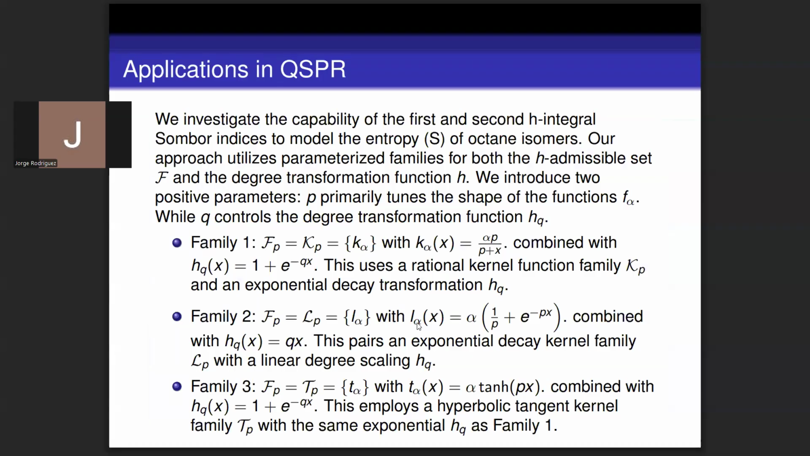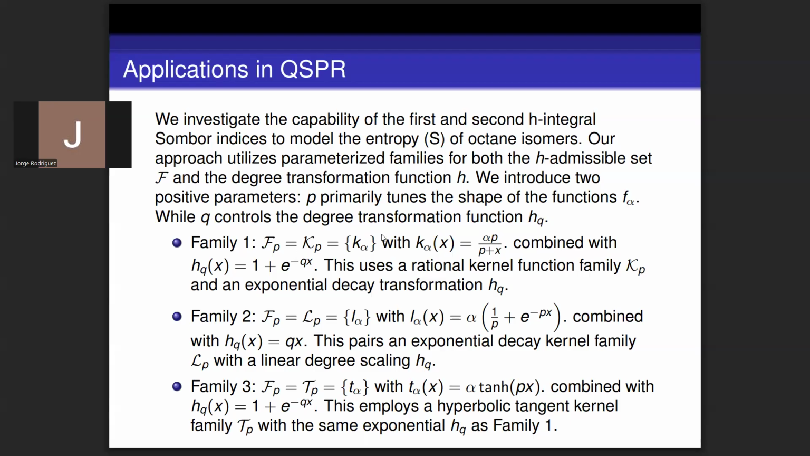in which we are going to investigate the capability of the first and second h integral Sombor indices to model the entropy of octane isomers. Our approach will utilize parameterized families for both the h-admissible set of functions f and the degree of transformation of the h function. We introduce two positive parameters, the p parameter, which primarily tunes the shape of the functions f, while q controls the degree of transformation of the function h. We are going to have three different families of functions.